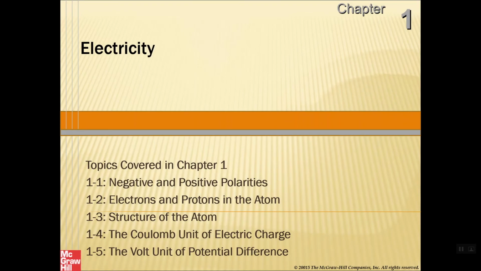This is your first course, or should be your first course, in the study of electricity and electronics and circuitry. It's the beginning of a wonderful career.